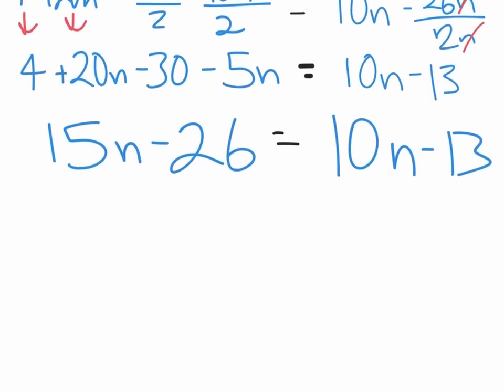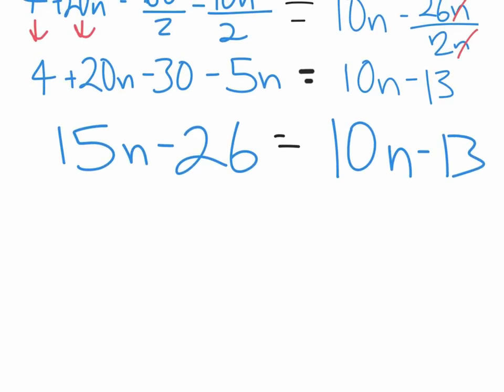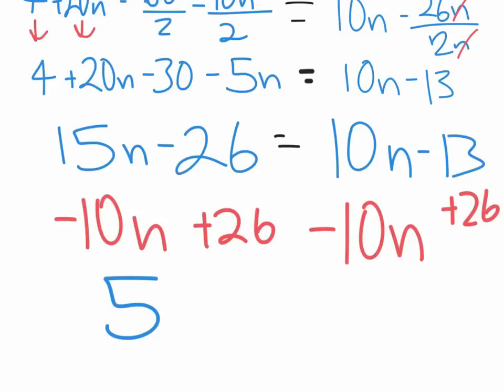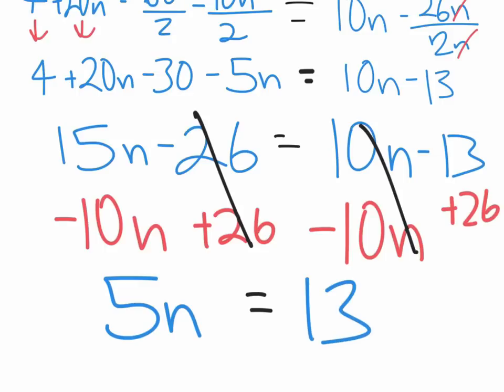And what can we do now? Let's subtract 10n from both sides. And that's going to give us 5n. And what if we added 26 to both sides? If we just pop that in this step right here, well, the 26's would cancel out just like the 10n's canceled out before. And so we are left with 5n equals 26 minus 13. That's going to give us, again, 13. Super close. We're not done yet.